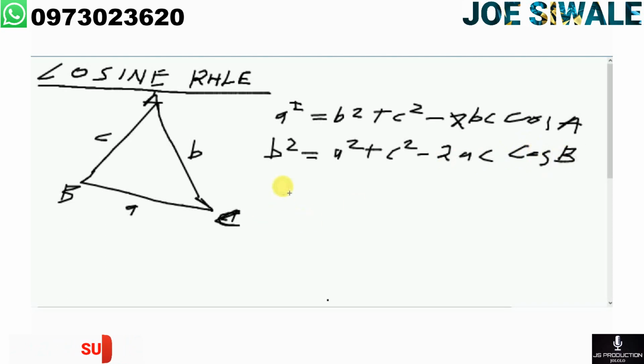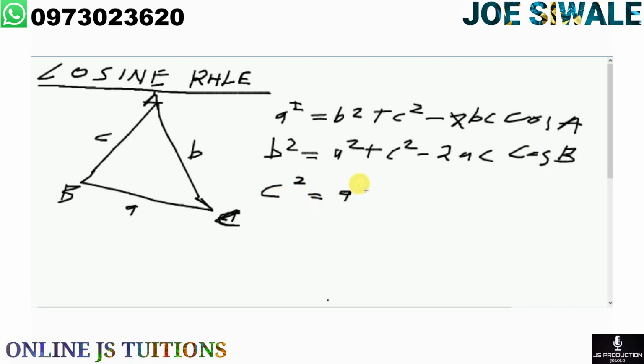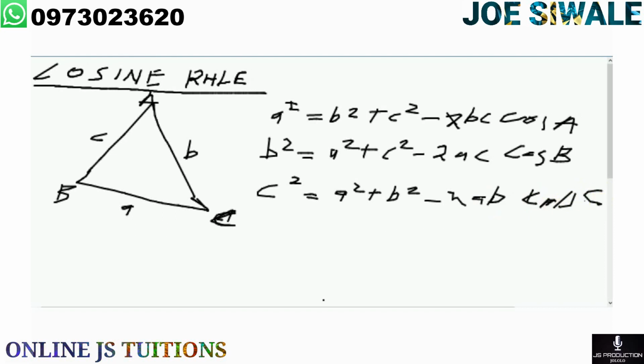Then the other formula that you can use is c squared is equal to a squared plus b squared minus 2ab cos C. So this is the other formula that we can use. These are the formulas that you need to know. And the next thing that we're going to look at are some of the examples.